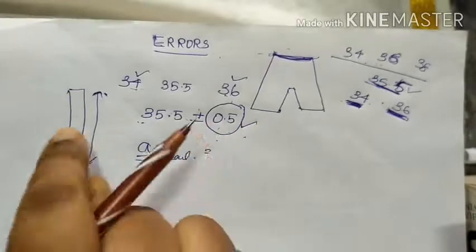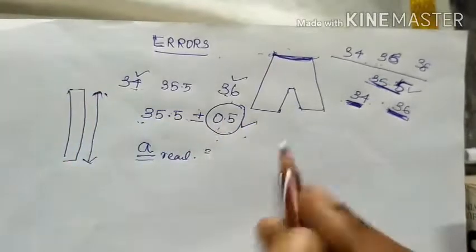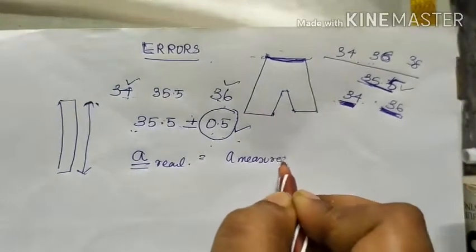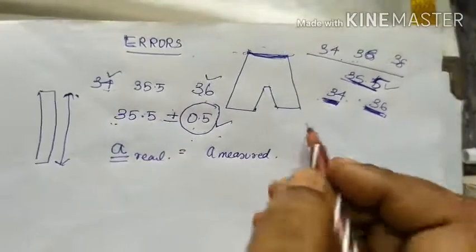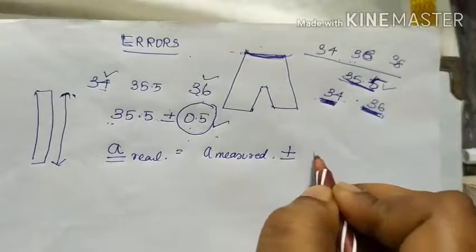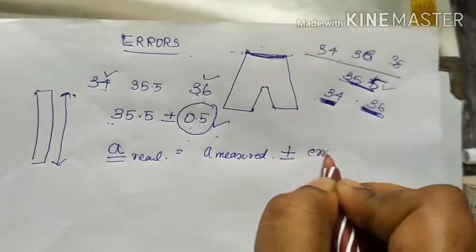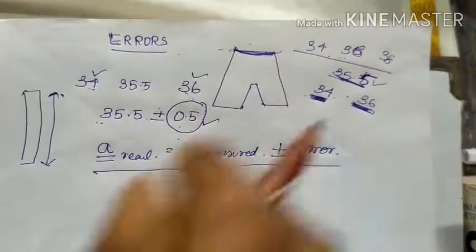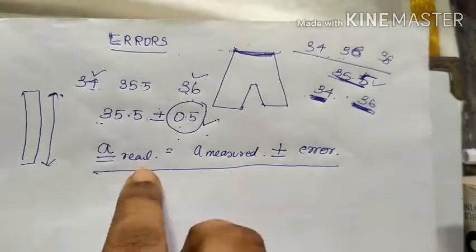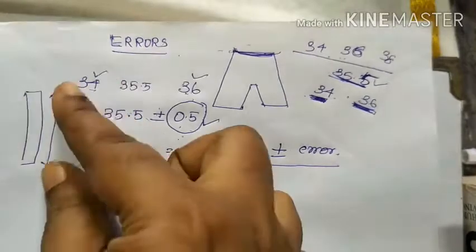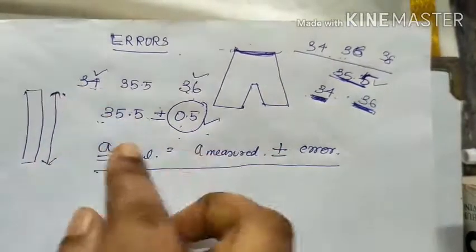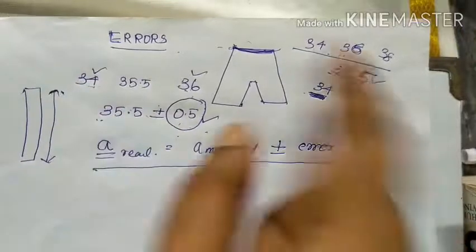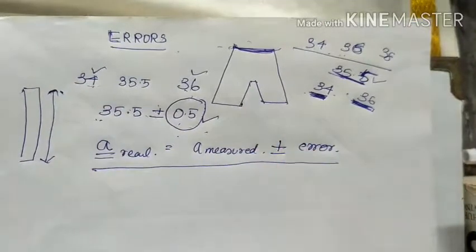So any measurement can be written as, see, if this is A, that is the actual measurement, the real value of that object, or true value of that object, is equal to measured value plus or minus error, right? This is a concept. So any real value or a true value of a measurement or of a device is equal to the measured value, what you measured, plus the error, or it might be minus the error.